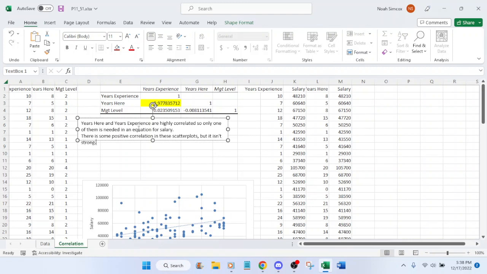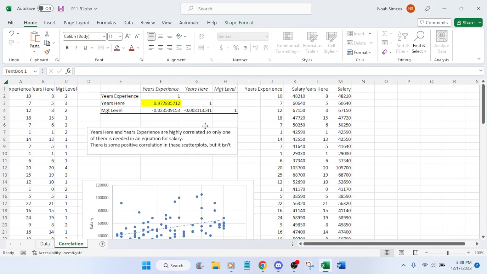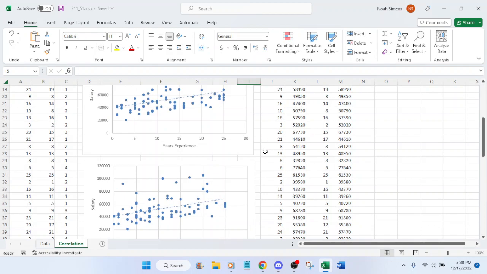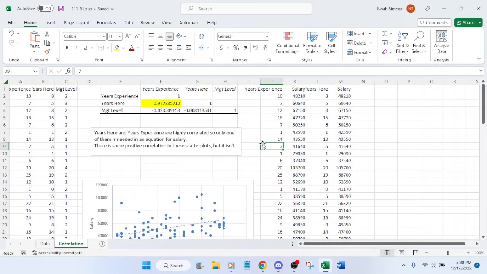Wait, so why couldn't we have just done the correlation test including the salary in this? That would have made it so much easier. We wouldn't have had to even do the plots. Whatever.